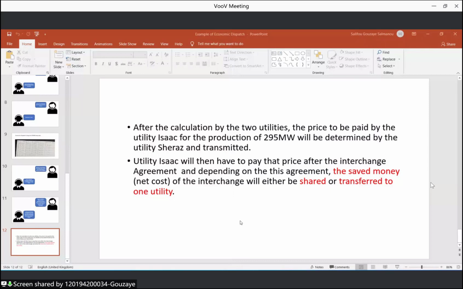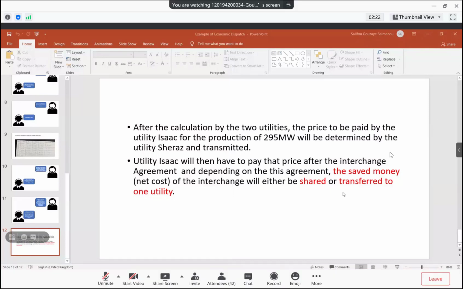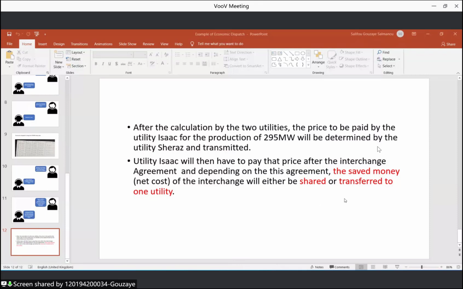For utility Sharaz, it will receive a total of $5,094 per hour under the first case. But under the second case, it will be receiving a total of $5,138, which is an increase in its savings.